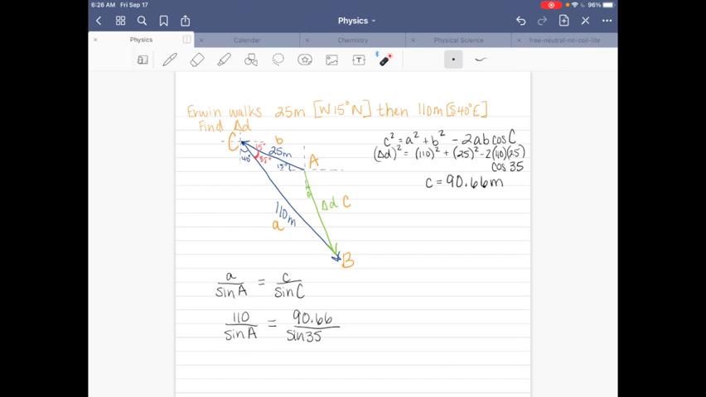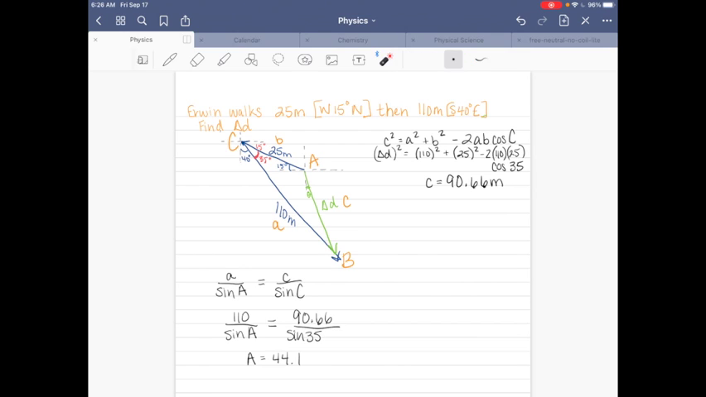In order to solve this problem, I'm going to cross multiply. So I'll have 110 times sine of 35. I'll divide both sides by 90.66 in order to get sine A by itself, and then I'll have to take the inverse sine of that in order to find A, or isolate A. And so what I find is that A is equal to 44.1 degrees.